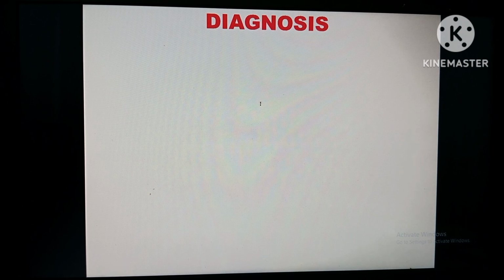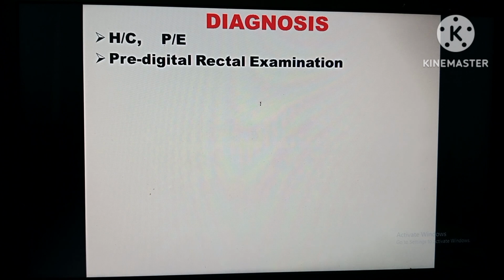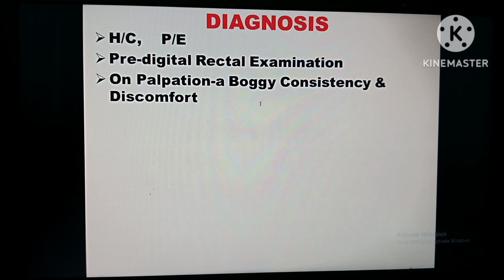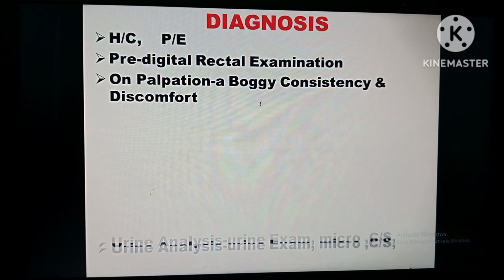Diagnosis. How to diagnose? When the client comes to the casualty, history collection will be done. He says a lot of history, what symptoms he is facing, since how many days, all those things. After that, the doctor will do the physical examination head to foot, along with using 4 methods: inspection, palpation, percussion and auscultation. Per digital rectal examination means the doctor will insert 3 fingers inside the rectum and rotate, and he could feel some of the abnormalities through palpation. On palpation, bogey consistency and discomfort.